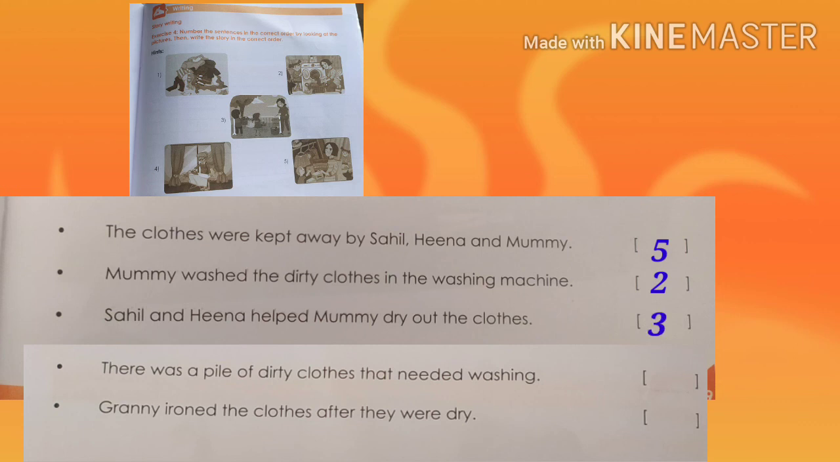Then the next sentence is there was a pile of dirty clothes that needed washing. Students, we can see this in the first picture. So we have to give the number 1 to this sentence. The next sentence is Granny ironed the clothes after they were dry. So students, we can see this in the fourth picture. So we have to give the number 4 to this sentence.